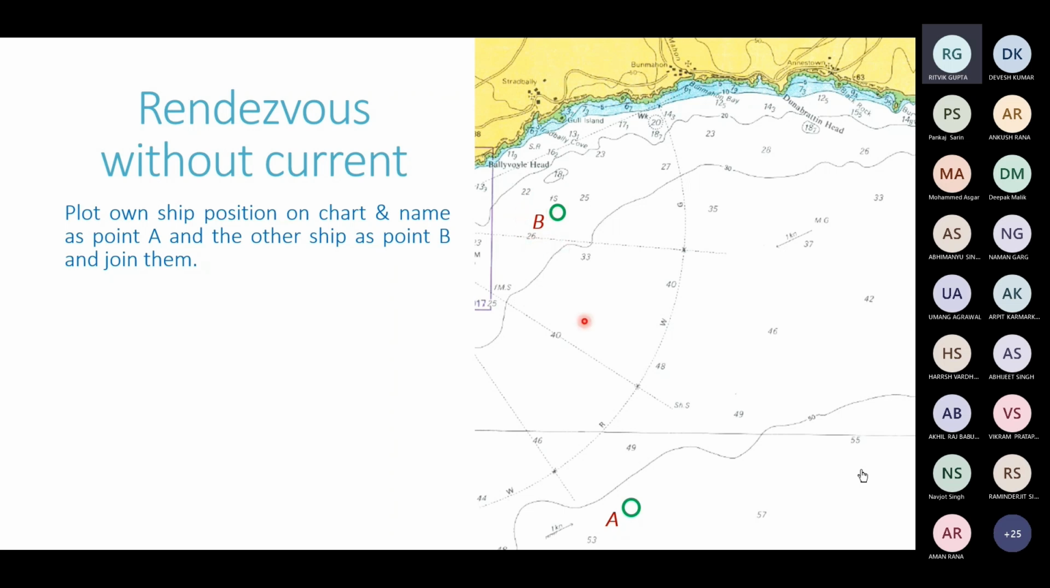Now we have to first of all join both these positions by a single line. So let's draw a line joining both the positions. We have this line AB on our chart now.